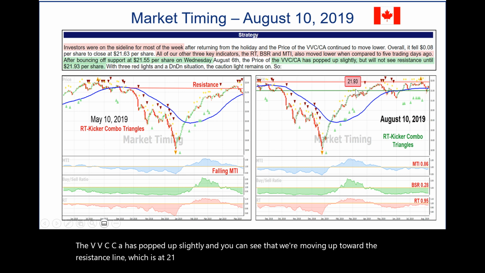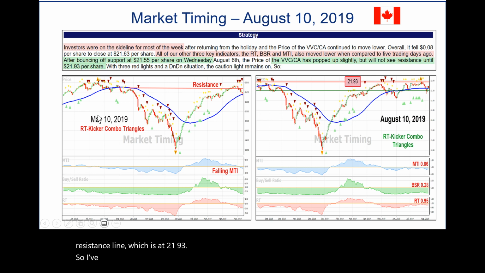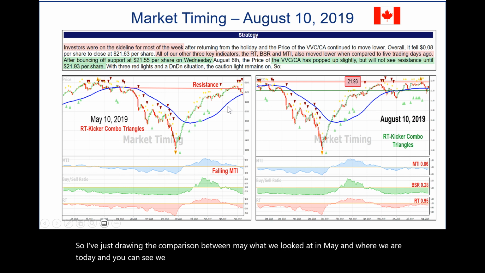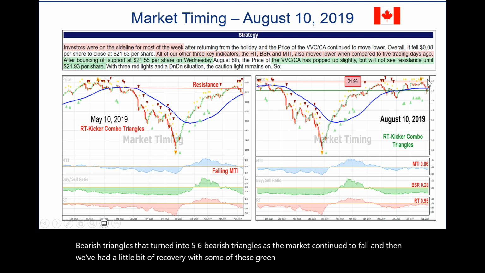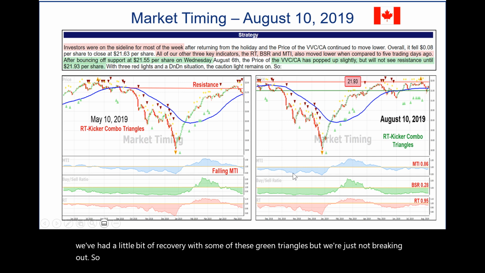21.93. So I'm just drawing the comparison between what we looked at in May and where we are today. And you can see we had 1, 2, 3, 4 RT kicker combo bearish triangles. That turned into 5, 6 bearish triangles as the market continued to fall. And then we've had a little bit of recovery with some of these green triangles, but we're just not breaking out. So that's a bit of an issue for Canada.